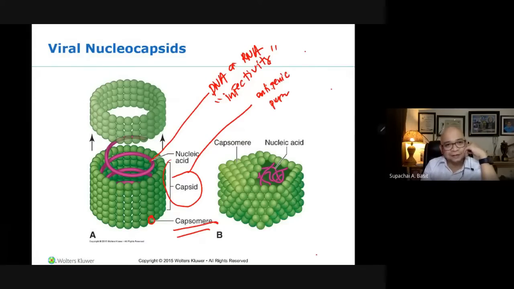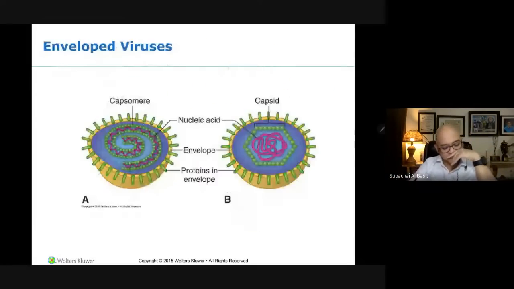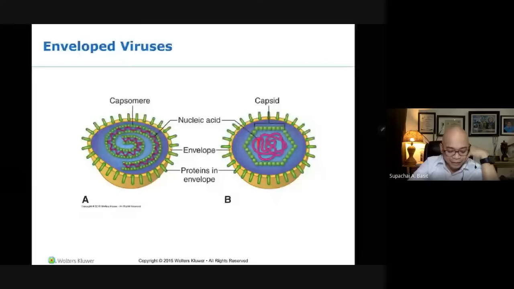Since this virus does not have an envelope, it is known as a non-enveloped virus. Take note that non-enveloped viruses are also known as the naked viruses. Now here's an example of the structure of an enveloped virus. We have here the nucleic acid. We also have the capsid and the capsomer, and now we have the envelope.